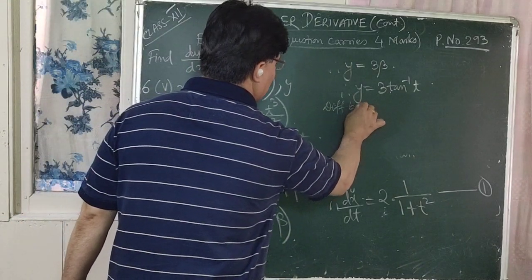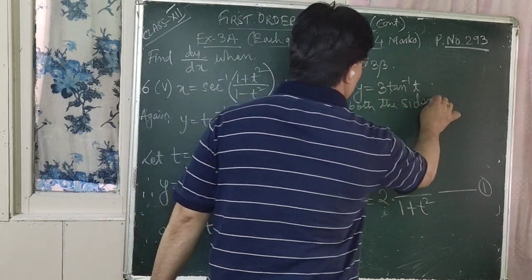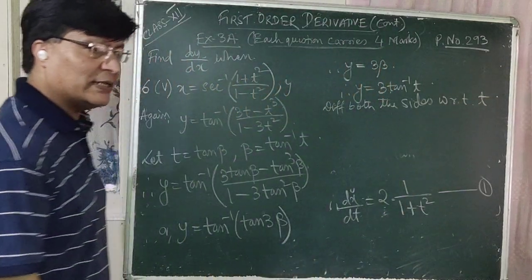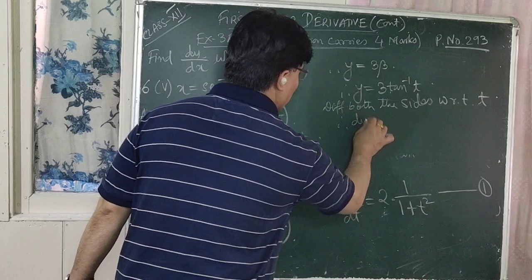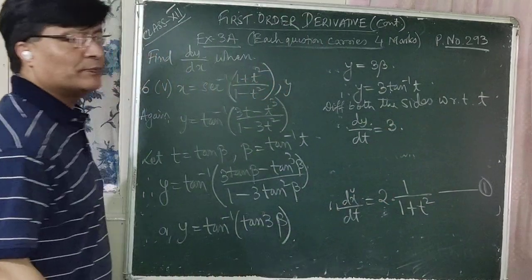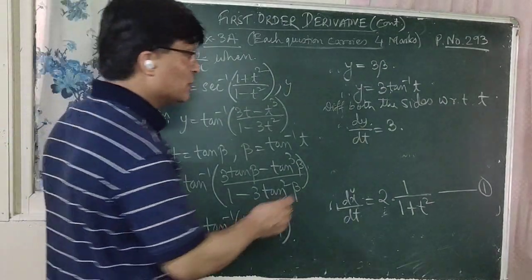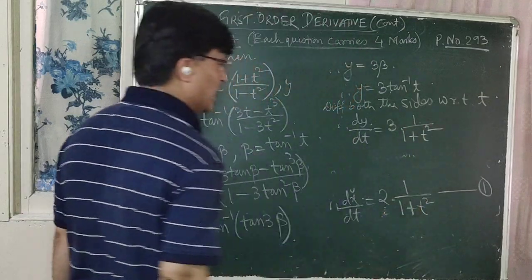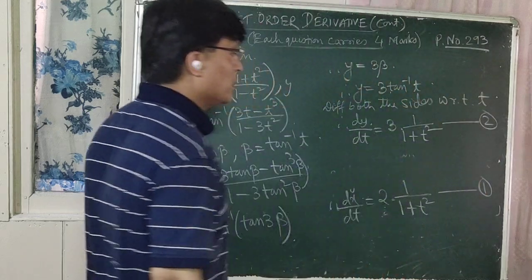So differentiating both the sides with respect to t, right? So let us get the value for dy by dt now. Therefore, dy by dt is equal to 3 into, 3 is constant, it is taken outside. So what is d by dt of tan inverse t? It is 1 upon 1 plus t square, right? So this is number 2.